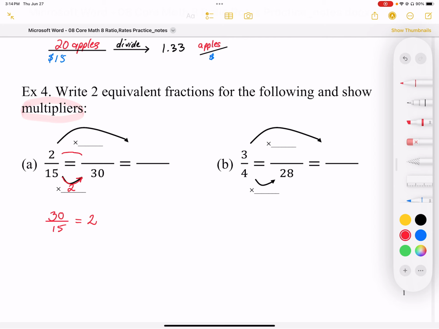So if I want the top of this fraction, I need to also times by 2. So I'm going to end up with 2 times 2 equals 4. And so now I have my equivalent fraction. 2 over 15 is the same as 4 over 30. So this is equivalent to this fraction here. So if I want to find a multiplier, we divide.